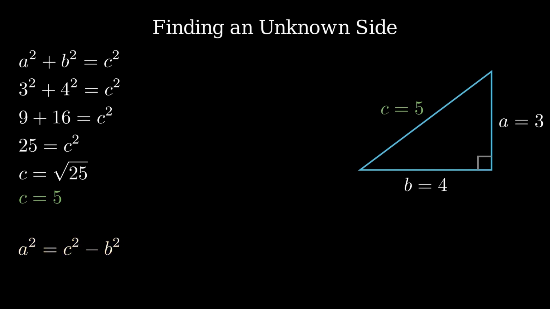Likewise, if you need to find any other side instead of the hypotenuse, simply rearrange the same formula. For instance, a square equals c square minus b square. Or we can also say, b square equals c square minus a square.